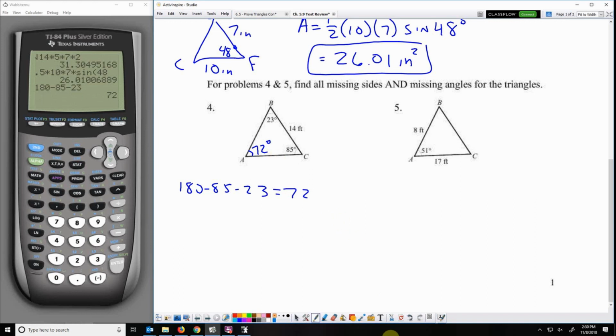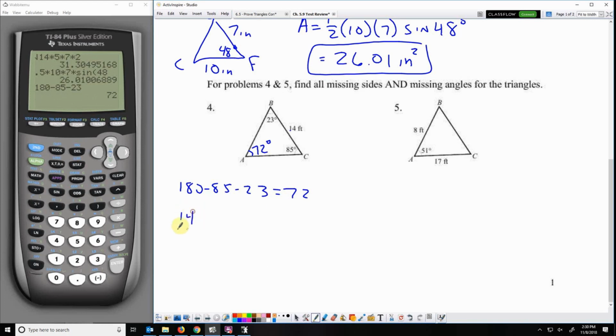Okay? Now I have enough information to use the law of sines because I've got one pair of side and angle that are opposite each other, and I can use law of sines to find the missing sides. Law of sines is really handy for finding missing sides. For missing angles, that's when you can get those cases where there's 0, 1, or 2 possible triangles. But for missing sides, law of sines is really handy.